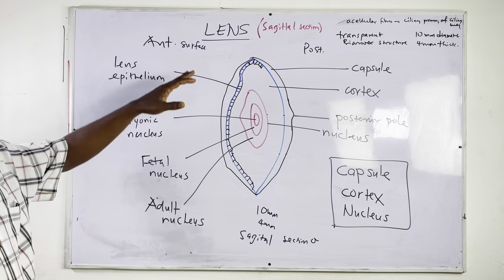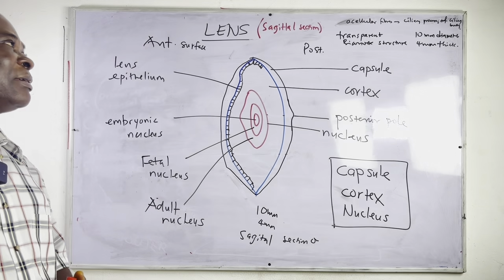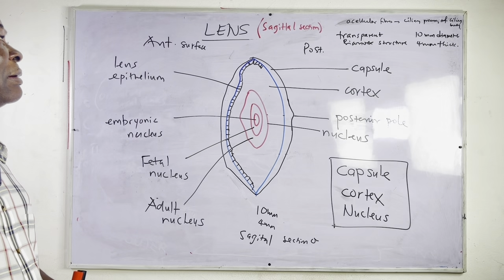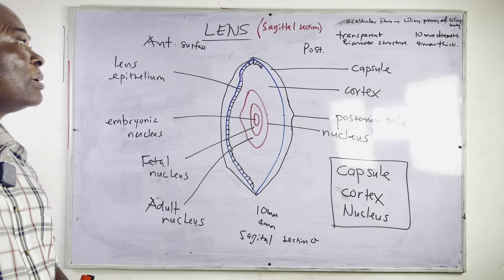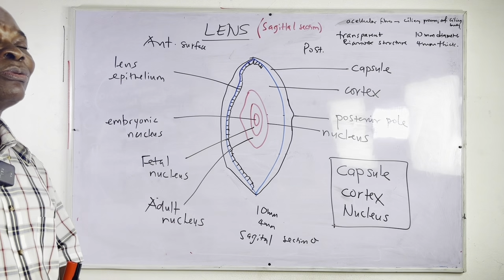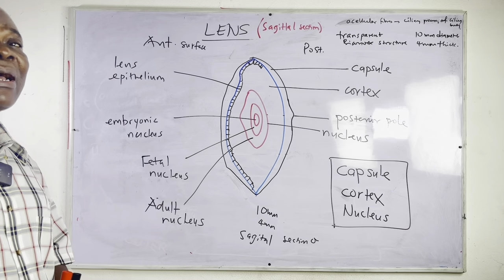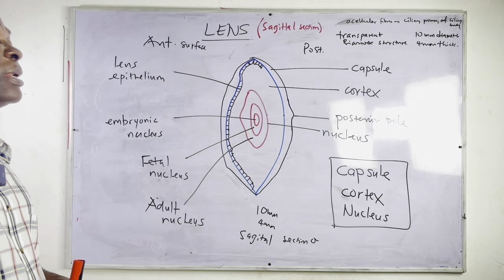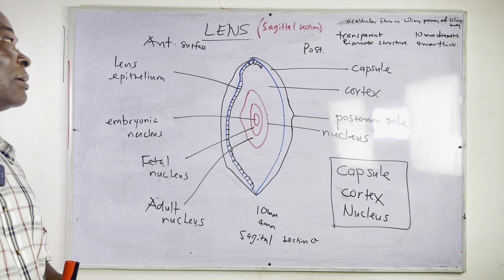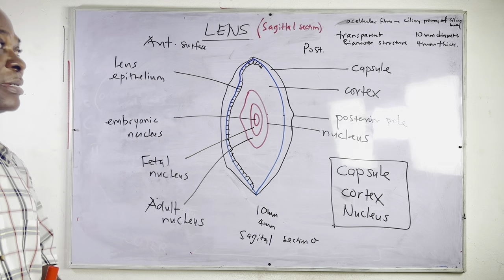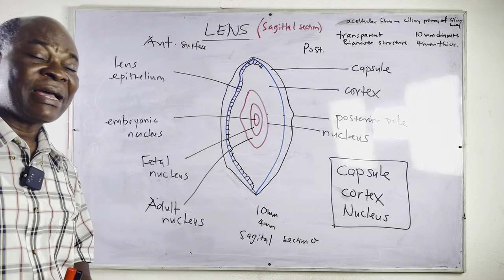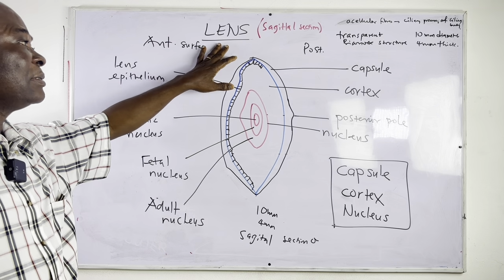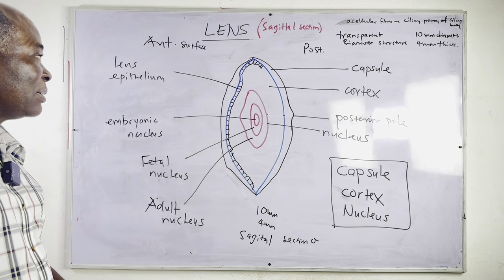Today we are looking at the anatomy of the lens. The lens is very, very important in helping us to see. It contributes to the refractive power of the eye, approximately about 1/3, while the cornea takes about 2/3 of the refractive power of the eye. It's a transparent biconvex structure.